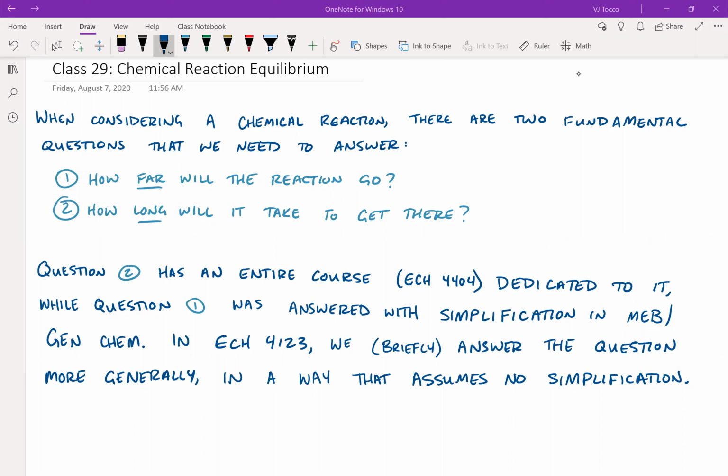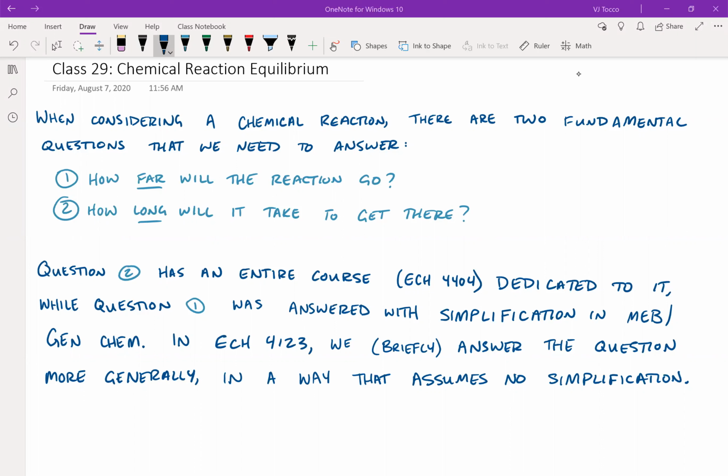Whereas question 1 was kind of already answered for you. I touched on it very, very briefly in material and energy balances, and it was also touched upon in Gen Chem. Hopefully it was touched upon in Gen Chem, so hopefully what I describe is not completely new. But in phase equilibrium, I want to briefly discuss how you would go about answering that question more generally, and when I say that, I mean in a way that assumes no simplification.